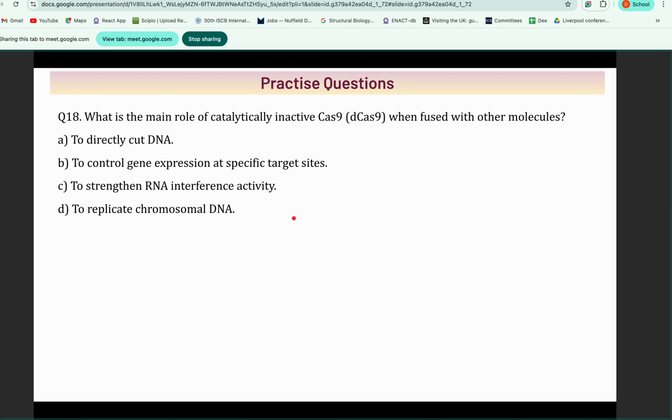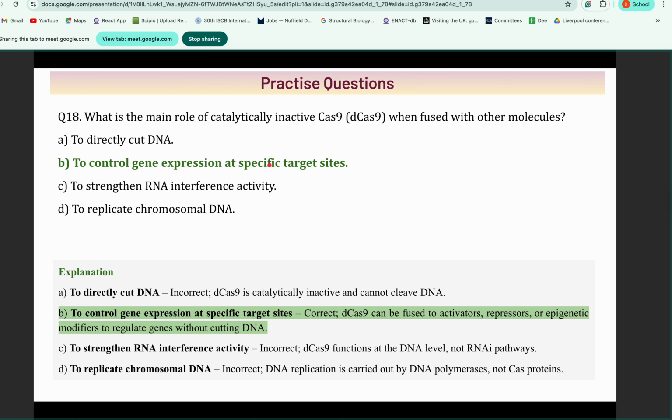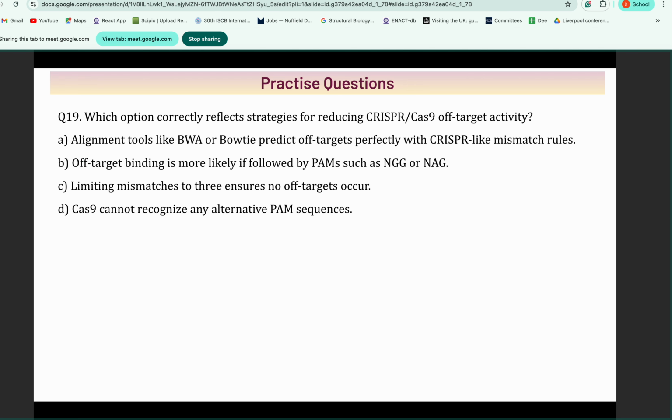So it is also straightforward, to control the gene expression at specific target sites, because dCas9 does not cut. And then RNA interference activity, this is also incorrect, because RNA interference pathways are quite different. And to replicate, this is also completely wrong. So right answer is option B. And in this we have seen the example of CRISPRa and CRISPRi systems, where activation and inhibition, both systems we have seen.